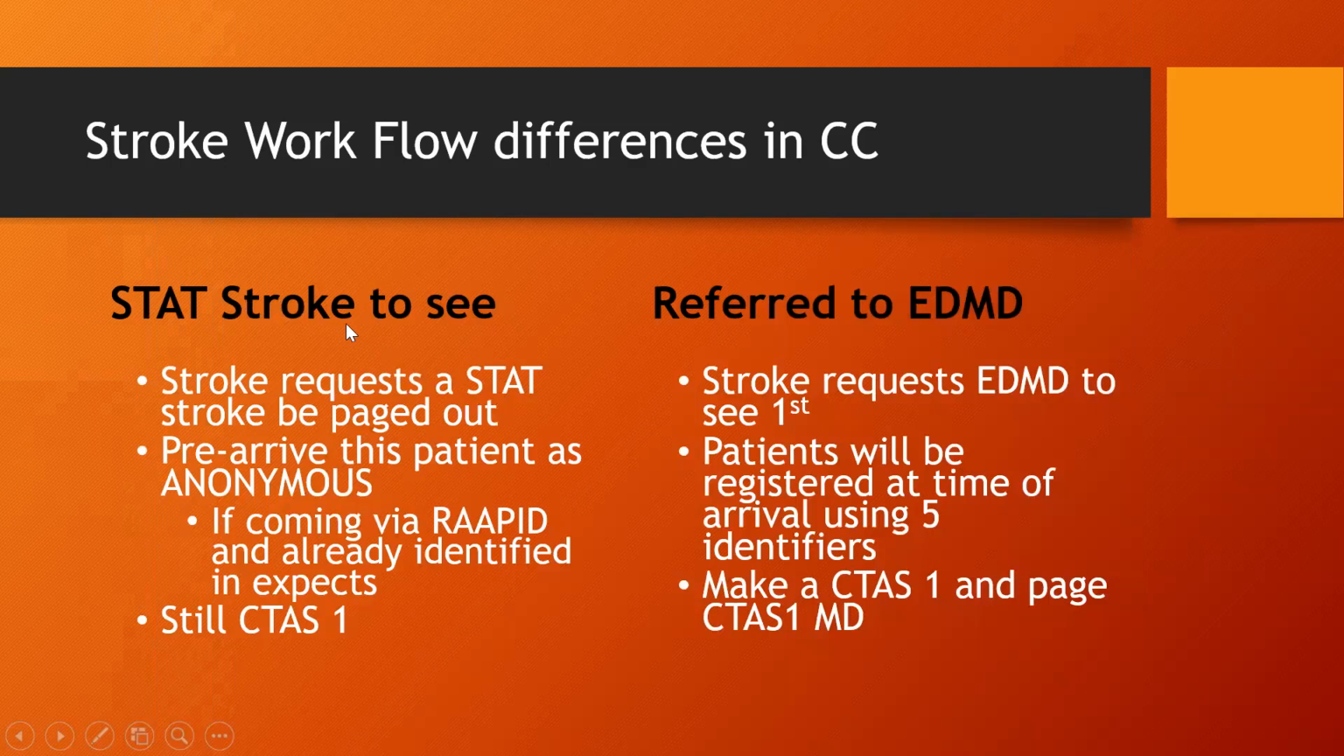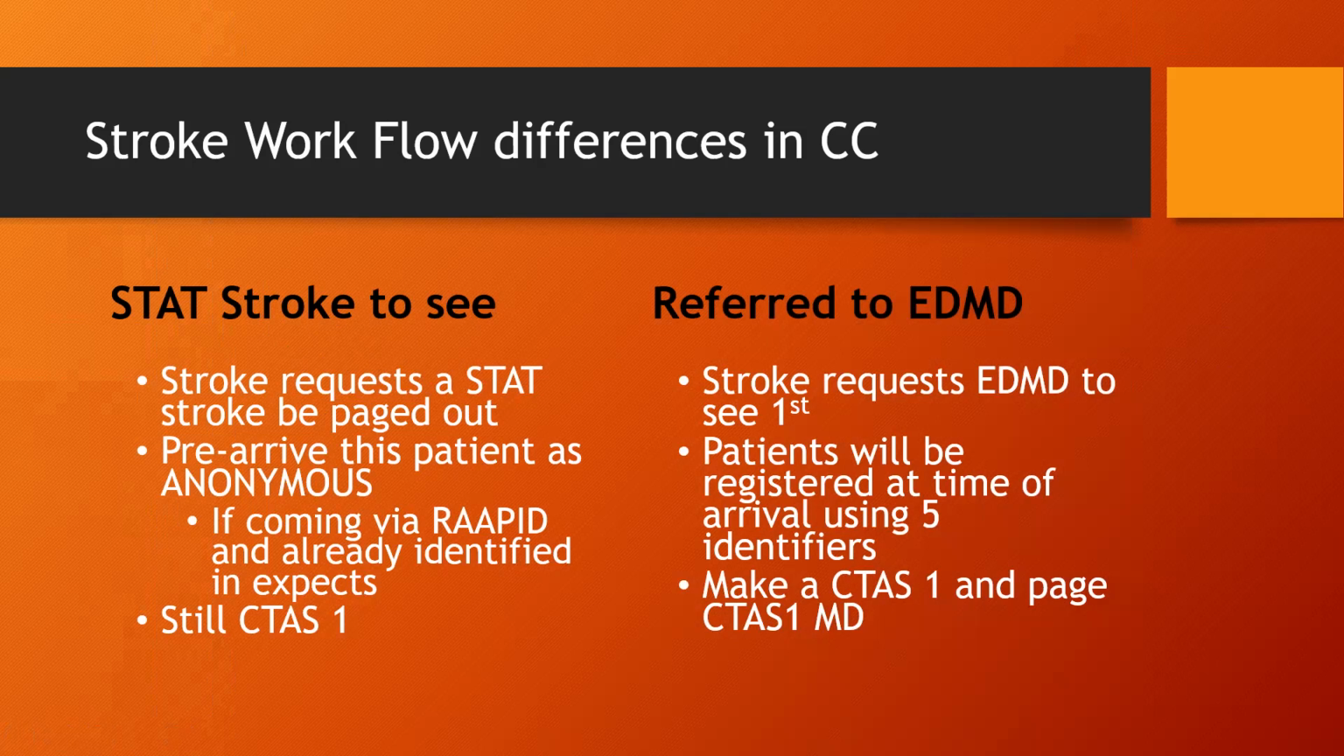So with a stat stroke, if they ask us to page out a stat stroke, we are going to make this patient anonymous and do pre-arrival information if we have time. The importance is this: we did a few sims and it just expedited getting that patient a CT in less than 10 minutes. There's TNK that needs to be done, and it just worked better to get into that stroke narrator. So we're going to do it that way for our stat strokes.